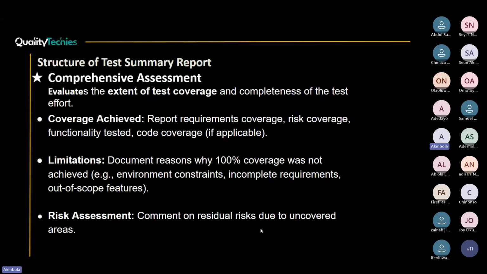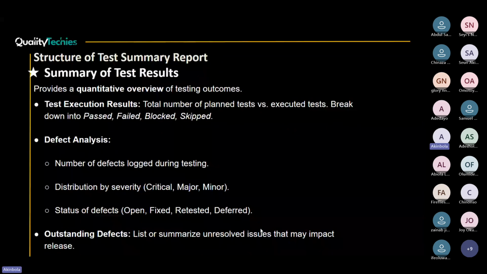So you put them there also, just stating in the document why you were able to test only so much, because of this and this. Then the risk assessment: comment on residual risk due to the uncovered area. Because you were not able to test this, you're supposed to put the risk assessment there, noting that this was not tested and it should be recommended for a controlled live testing or a pilot testing before opening up to the whole public for general use, or end users, so to say. Also another section that's supposed to be in your summary report or completion report is the summary of your test results.